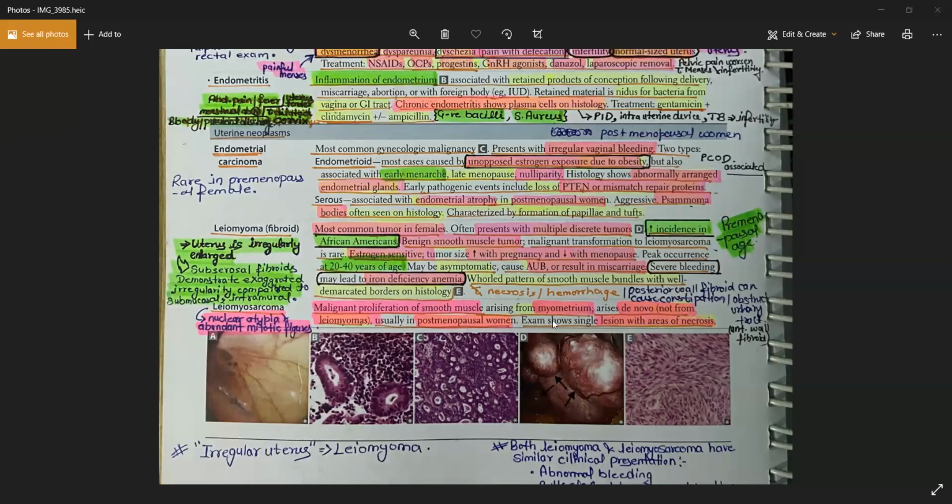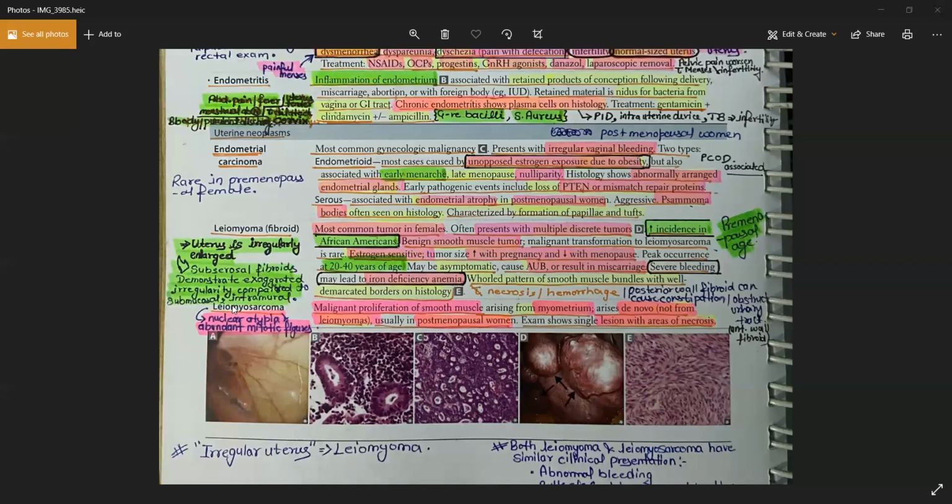On gross examination, the patient will have areas of necrosis and hemorrhage. And on the biopsy, what you will find are nuclear atypia and abundant mitotic figures, which are exactly not seen in the leiomyoma. Leiomyomas are diffusely enlarged like that, without any hemorrhage, without any necrosis, which is exactly the opposite of what you will find in the leiomyosarcoma, right? So that's about the leiomyoma and the leiomyosarcoma.